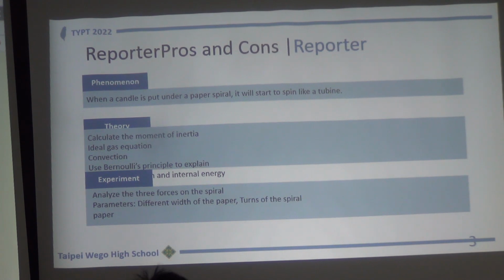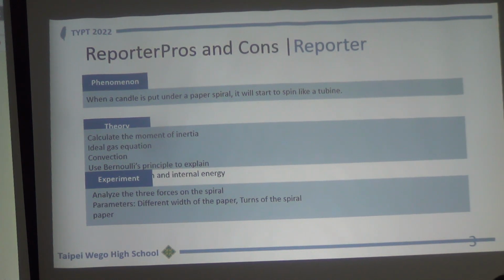First, she talks about the phenomenon: when a candle is put under a Taylor spiral, it will start to spin like a turbine. Her theory is, first, she calculates the moment of inertia. Second, she uses the ideal gas equation. Third, she mentions convection. And fourth, she uses Bernoulli's principle to explain.